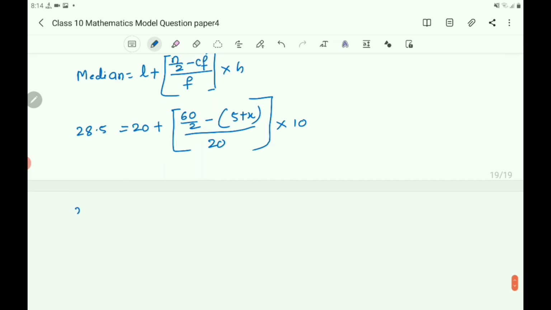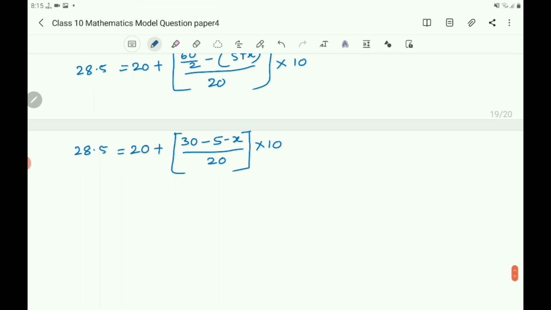That equals 28.5 equals 20 plus, 60 by 2 is 30, open the bracket, 30 minus 5 minus x by 20 into 10. Then 28.5 equals 20 plus, 30 minus 5 is 25 minus x.